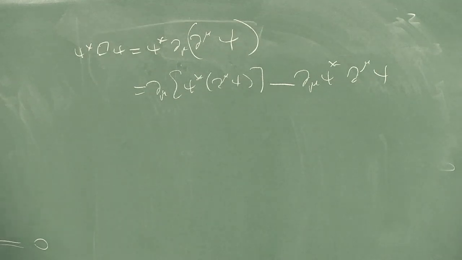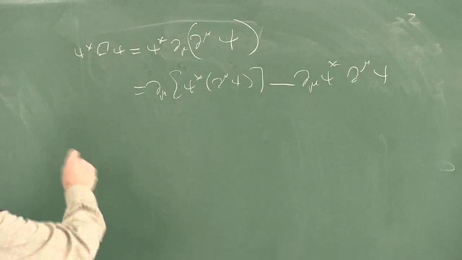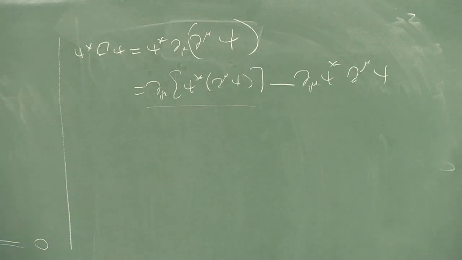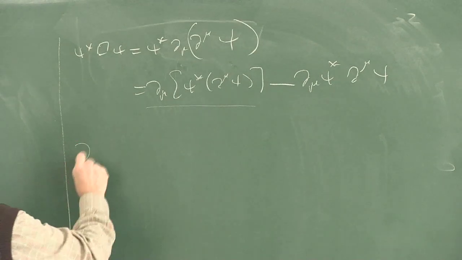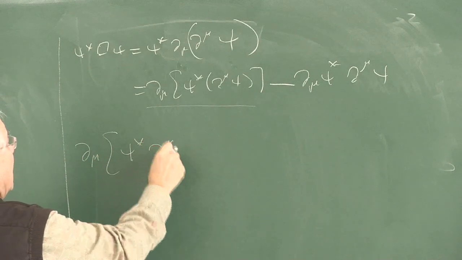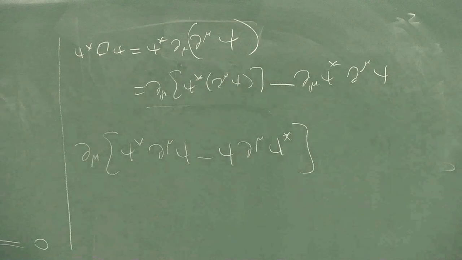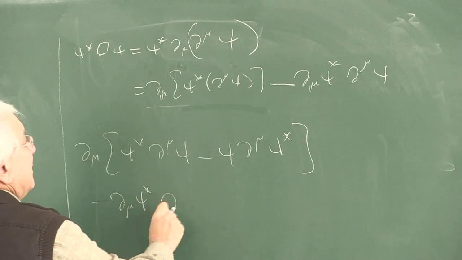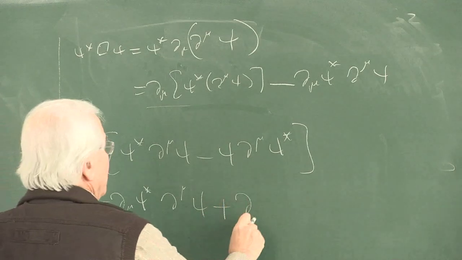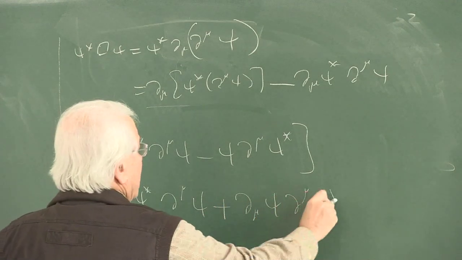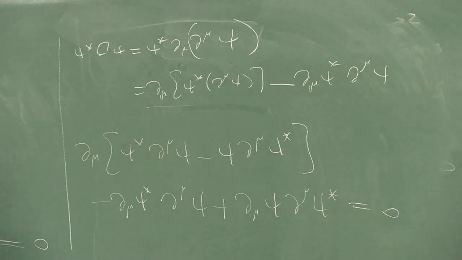Okay, if so, let me repeat the same for the second term, but I'm not going to write that anymore. That's the reasoning I would like to show. If so, then this equation reduces to the following. There are two terms coming as the total divergences from both the first and the second. So I write it as d mu of psi star d super mu psi minus psi d super mu psi star, and the corresponding one coming from the second term: minus d mu psi star d super mu psi plus d mu psi d super mu psi star is equal to zero. The equation is converted into this new equation.